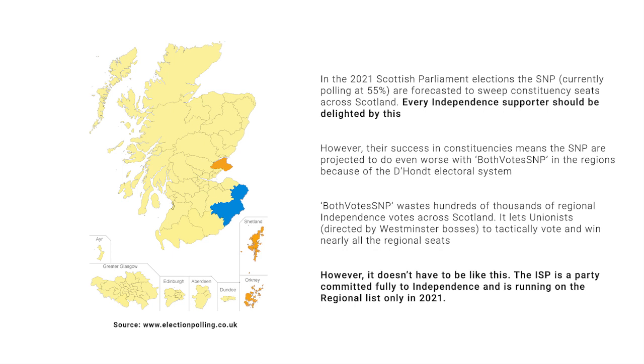Both votes SNP waste hundreds of thousands of regional independence votes across Scotland. It lets unionists, directed by Westminster bosses, tactically vote and win nearly all the regional seats. However, it doesn't have to be like this. The ISP is a party committed fully to independence and is running on the regional list only in 2021.